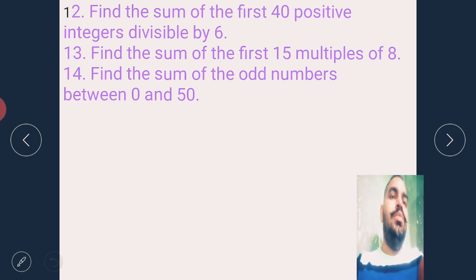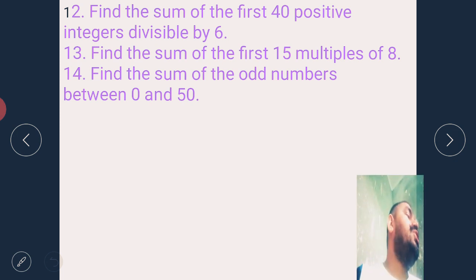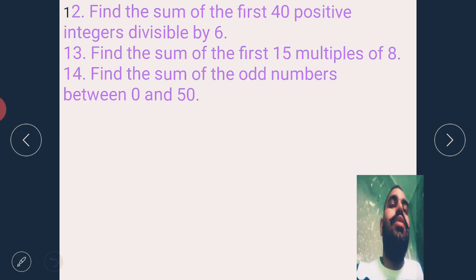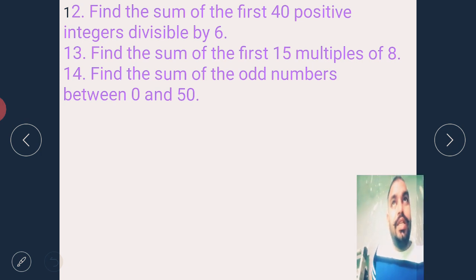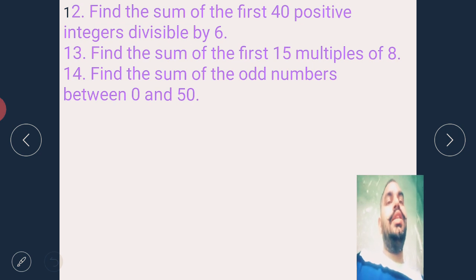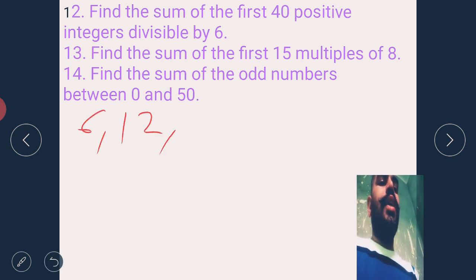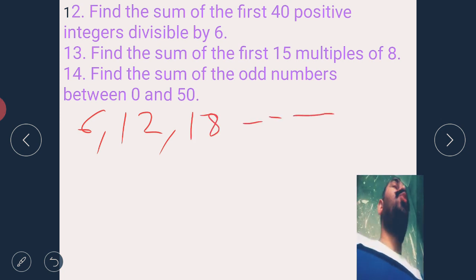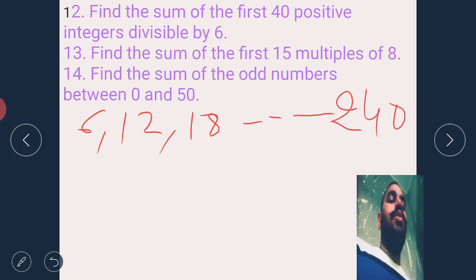Yes. So the next question is similar. Find the sum of first 40 positive integers divisible by 6. First 40 integers, what are those integers? It is the positive integers. Positive integers means all natural numbers, and the first divisible number is 6, second is 12, third is 18, and so on up to the 40th. It means the last term is 240. Are you getting or not?